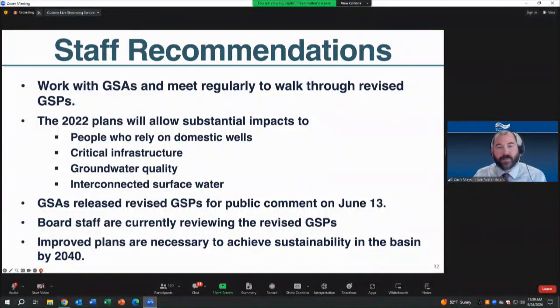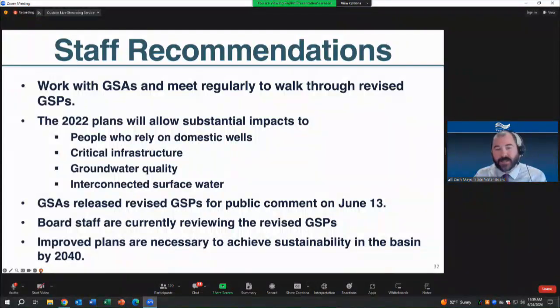Staff initially recommended probation in the draft staff report because the 2022 plans, as written, would allow substantial impacts to people who rely on wells for drinking water by causing wells to go dry or become contaminated. This even includes some people who rely on public water systems for drinking water, as the plans would impact some wells used by public water systems.